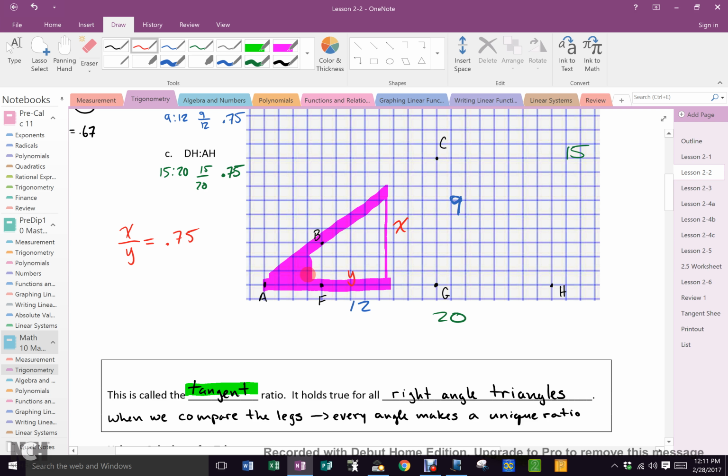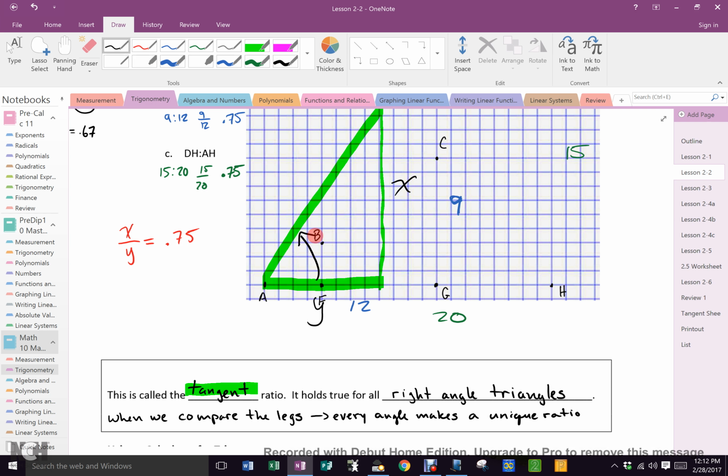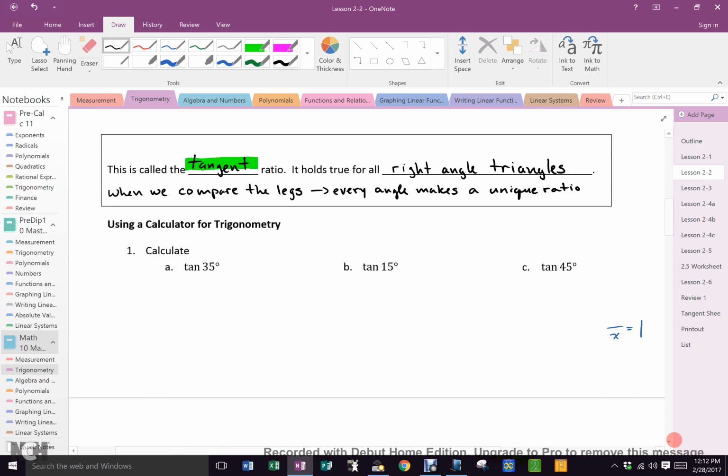Always. For this angle. What if I drew this triangle in green? Would that still be 0.75? No, why? Because this is a different angle. Does everybody understand that? Each of those ratios is unique to a specific angle. Okay? That's what you need to take away from this part of the lesson. Is everybody cool with that? Okay. Now we are going to do some calculator work.